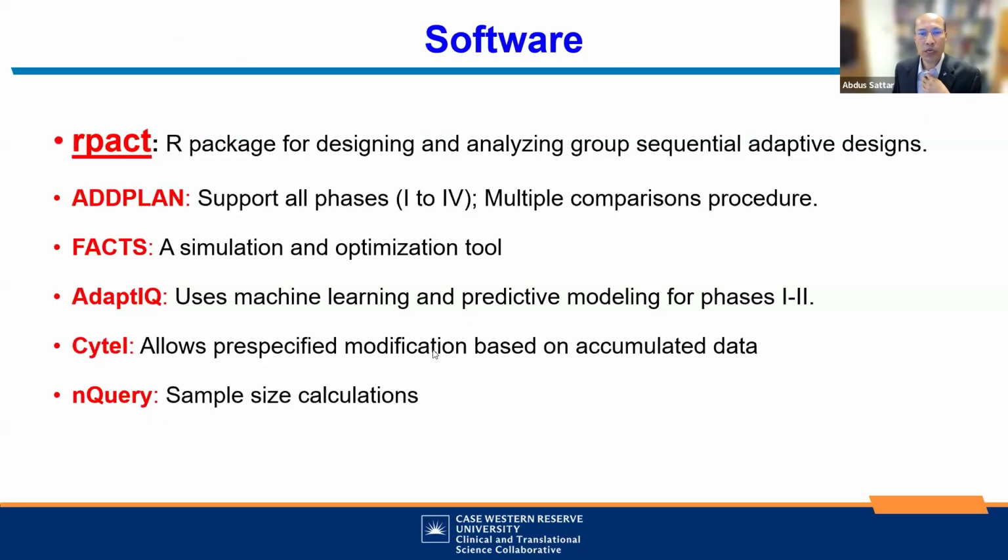Next, I'll move to the software. What software is available? The free R package for designing and analyzing group sequential adaptive designs is called rpact. Another popular one that is not free is nQuery, which can be used for sample size calculation in an adaptive trial design. And there are a bunch of other vendor-provided software packages available for adaptive trial design.